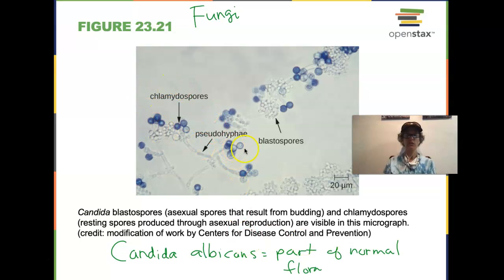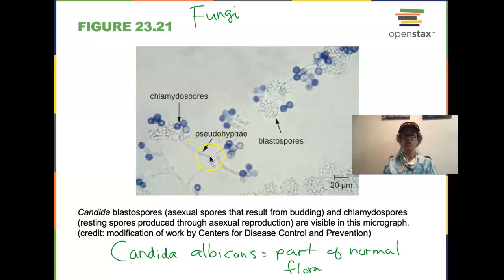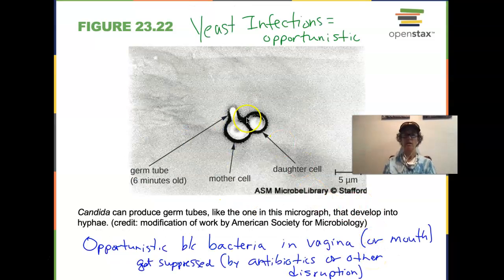This is just showing the different reproductive structures of it. And it's very easy to see on a slide from someone who suspects they are suffering from a yeast infection. This is the mother cell, the original cell. The yeast can reproduce by mitosis, but they can also produce these germ tubes that lead to these pseudo-hyphae, these fake hyphae. Like mold have hyphae, those long, hairy, stringy projections. These aren't actually hyphae, they're just germ tubes coming off of a yeast cell.